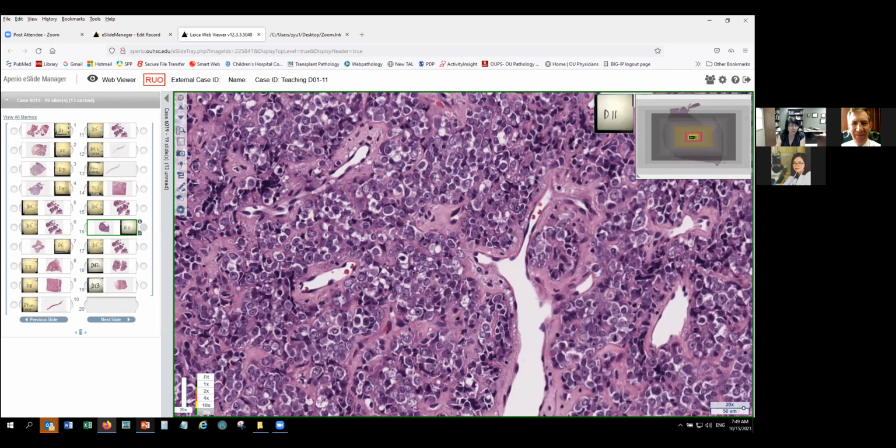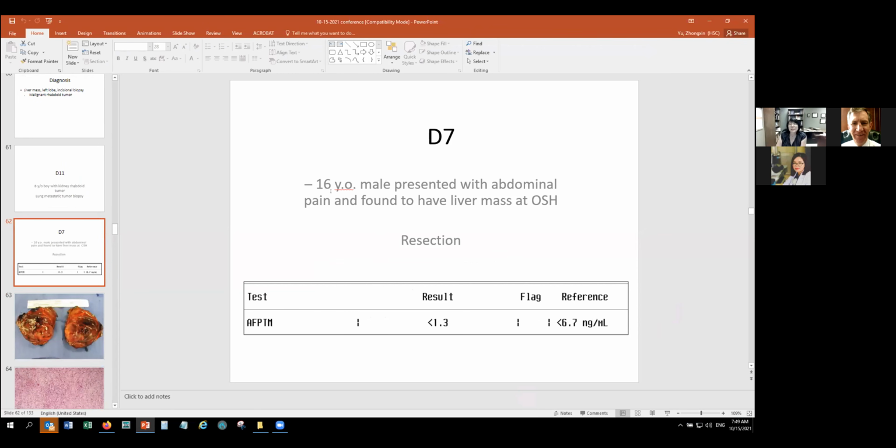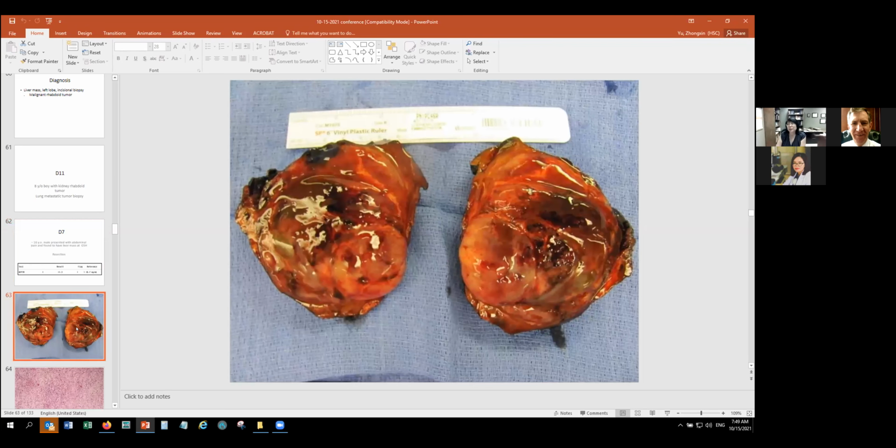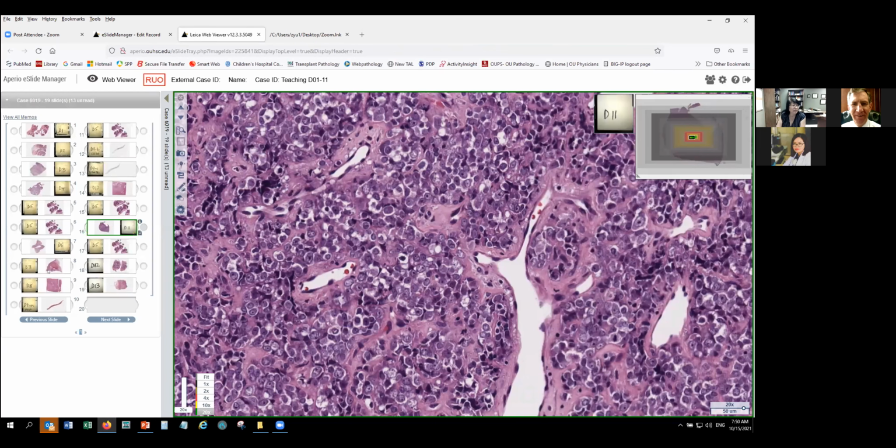Okay, go back to D7. D7 is a 16-year-old. That's older, to us, for pediatric pathology. 16-year-old, also liver mass, and a resection was done. AFP is not increased. This is the gross picture of the resection, the cut surface, with a little bit of residual normal liver. The whole tumor is very hemorrhagic, edematous, with some hemorrhage and some necrosis. That's D7. Let's look at D7.